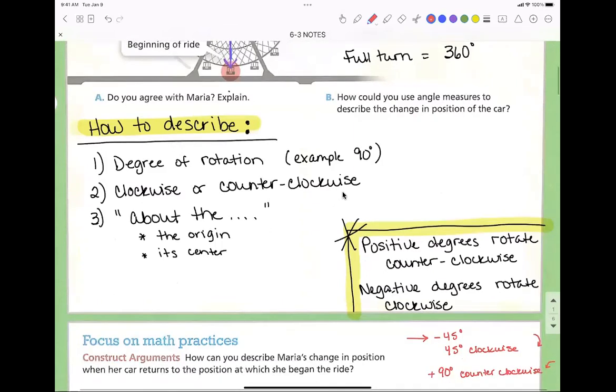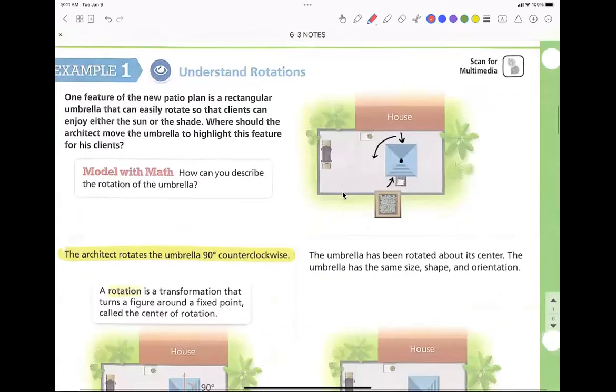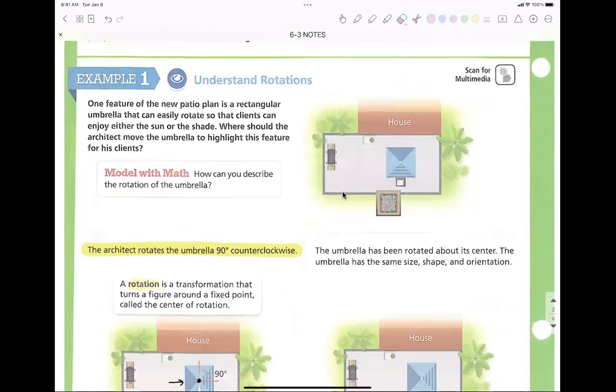Okay, all right. So let's talk about a couple of examples of this. So we've got the good old architect. We've been dealing with this architectural patio picture now since 6-1, right? It says one feature of the new patio plan is a rectangular umbrella that can easily rotate so the clients can enjoy either the sun or the shade. Where should the architect move the umbrella to highlight this feature for his clients?